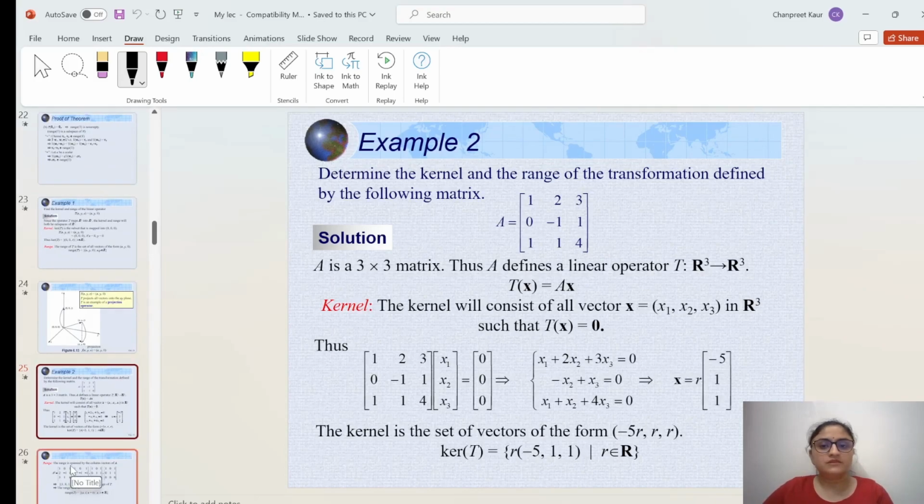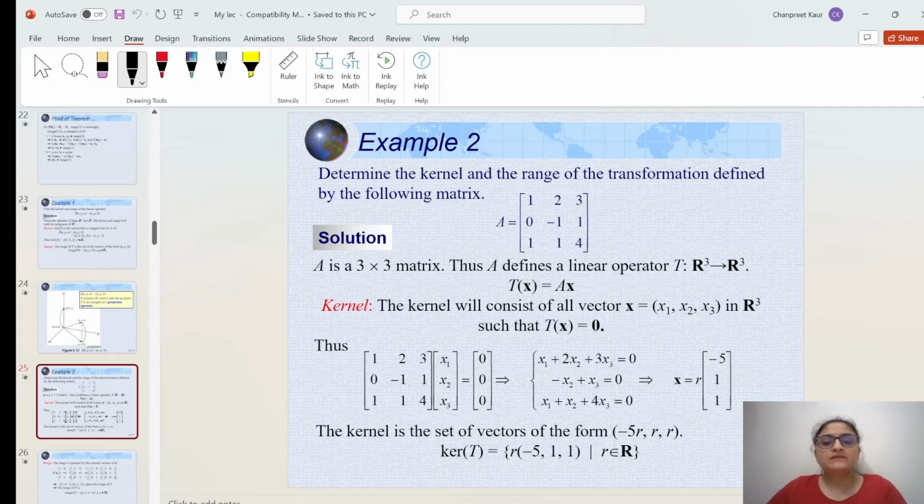Now let's do one more example. Here we have a matrix and we need to determine the kernel and range of this matrix. For that, we convert it into a matrix transformation. So Tx equals Ax is the matrix transformation for this given matrix.